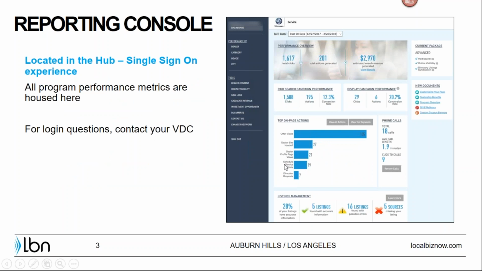Okay, so this is what the reporting console looks like. This is a screenshot of your dashboard. It gives you your main information of how the program is performing for you, your phone call data, how many coupon downloads you got, basically a quick overview of everything. Shows you where you currently are when it comes to your package enrollment, and our documents. So documents is where this webinar recording will be able to be found.